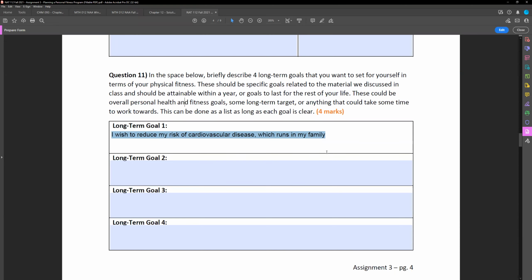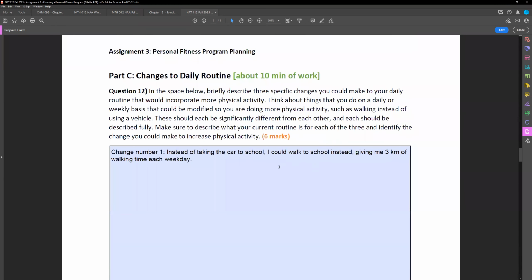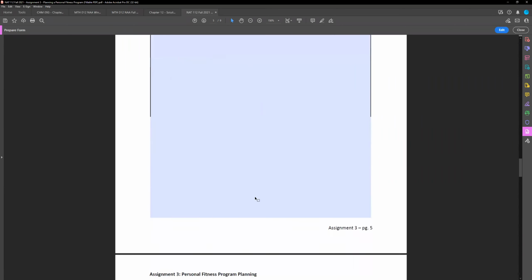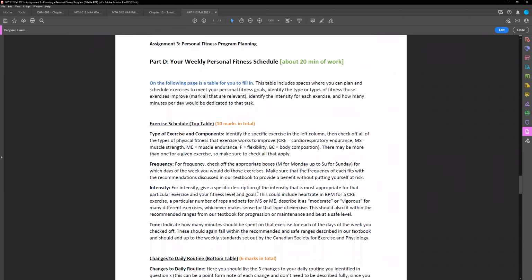Hopefully that makes a little bit of sense. And if there's anything I can clarify, I can go back and look at it again. So, 3 changes to my daily routine. The next large batch of marks is basically just filling in that information in your table.